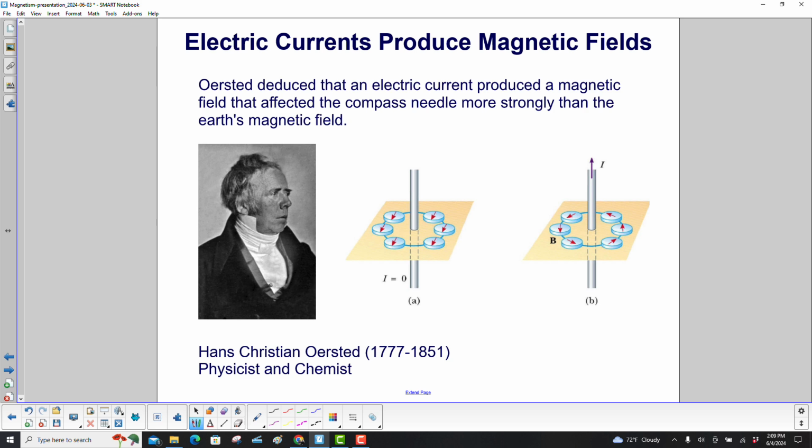Ørsted deduced that an electric current produced a magnetic field that affected the compass needle more strongly than the Earth's magnetic field. So here's a picture of Mr. Ørsted, and he was a physicist and a chemist. In this picture, we have a current-carrying wire, but no current through it. All the compass needles are pointing north. Then a current was put through the wire, and look at this. All of them are pointing in a circle around the wire.